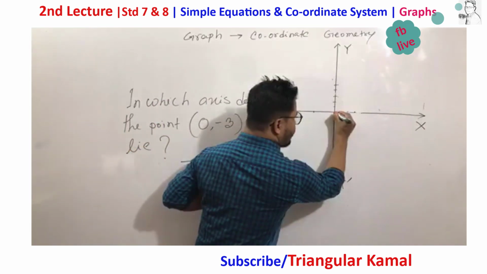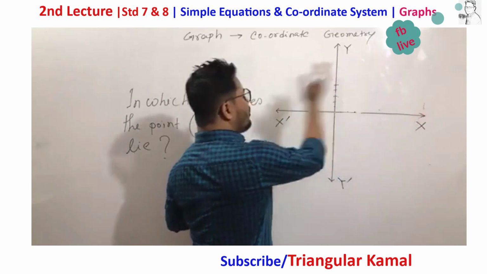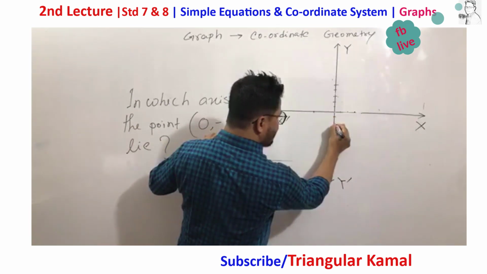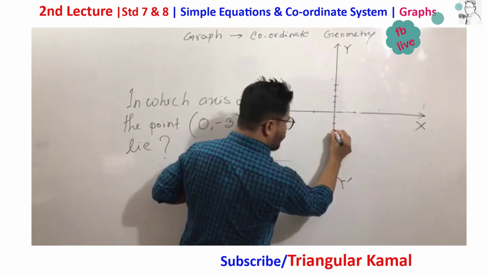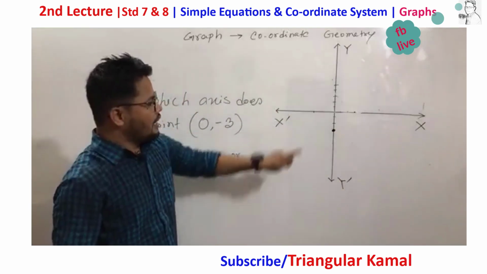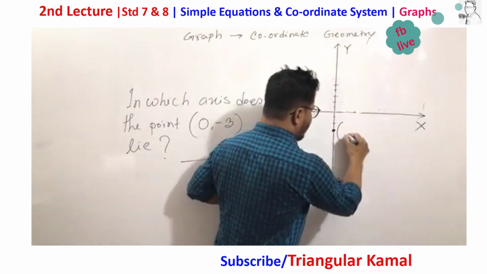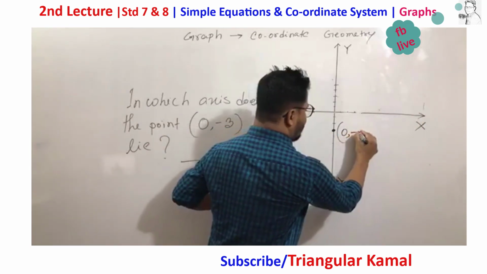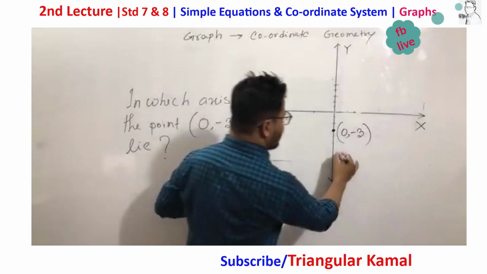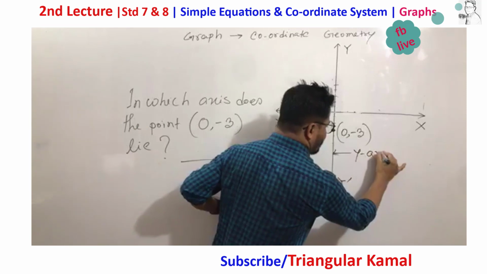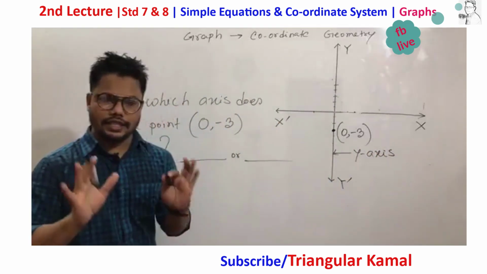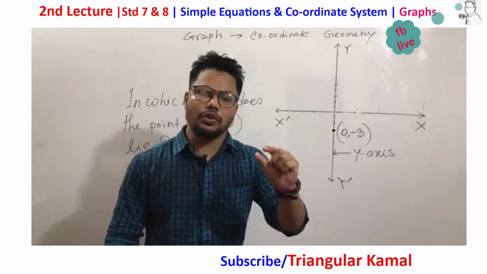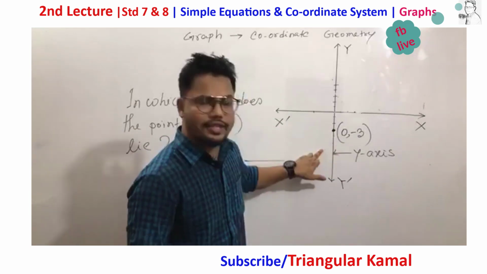So x is 0, neither positive nor negative. But ordinate is negative: minus 1, minus 2 and minus 3. Here x is 0. This is not right side or left side, but the value of y is negative. So this is on the y-axis. My dear students, I think this is now clear to you. When x is 0, this point will lie on the y-axis.